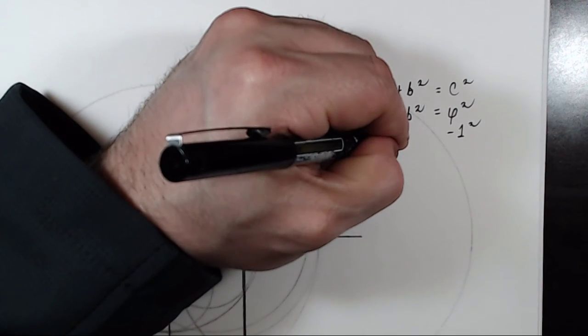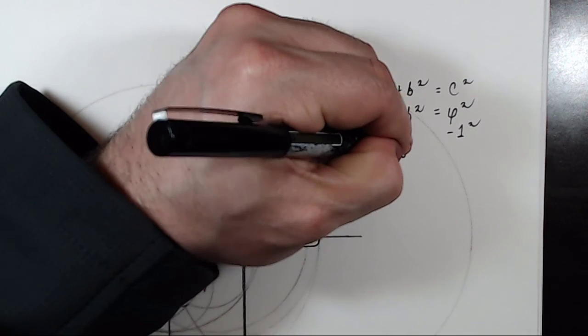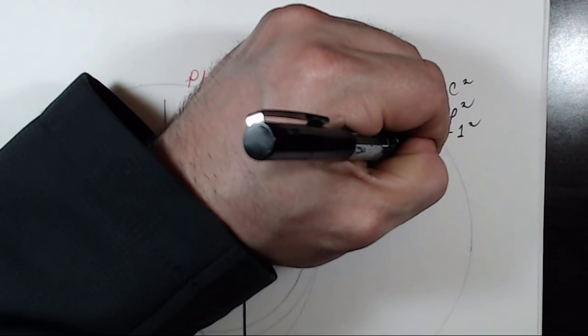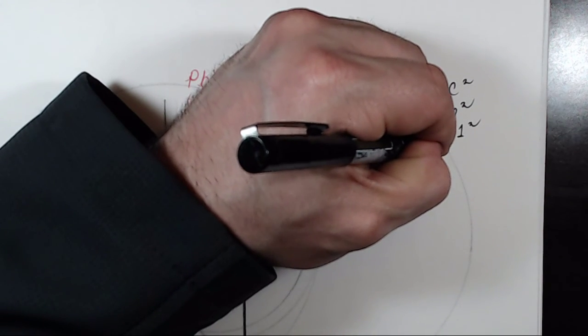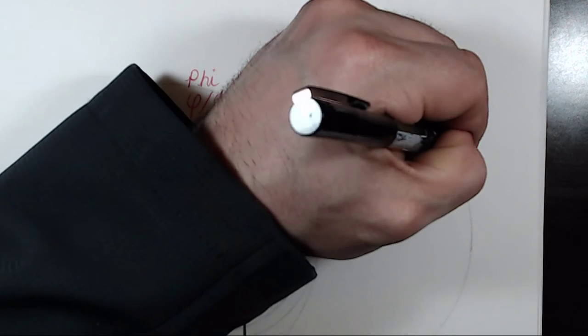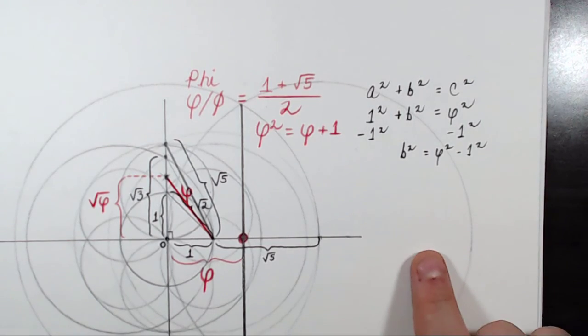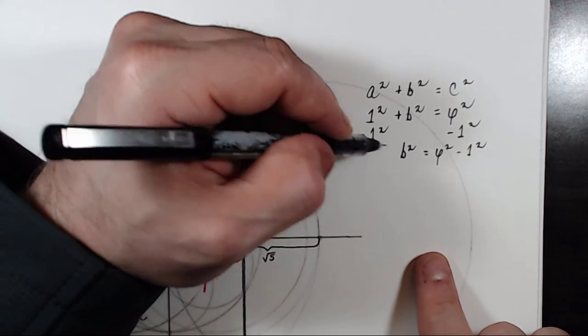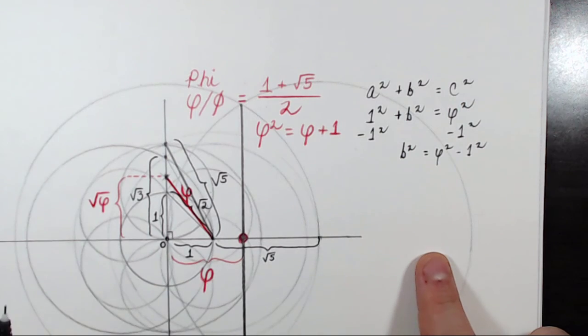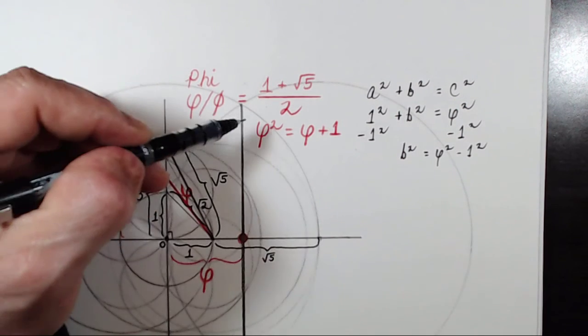So what I'll write is b squared is equal to phi squared minus 1 squared. Now here you might be tempted to take the square root of b squared and the square root of phi squared minus 1 squared, and that would get you into a lot of trouble. So let me do this.